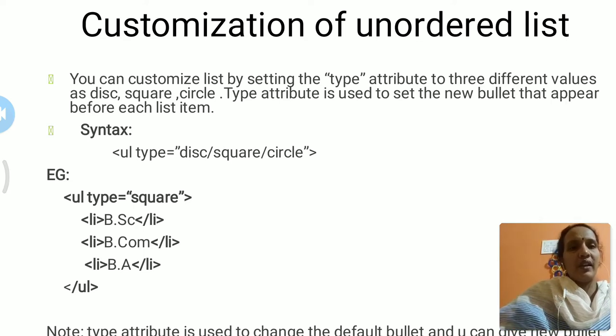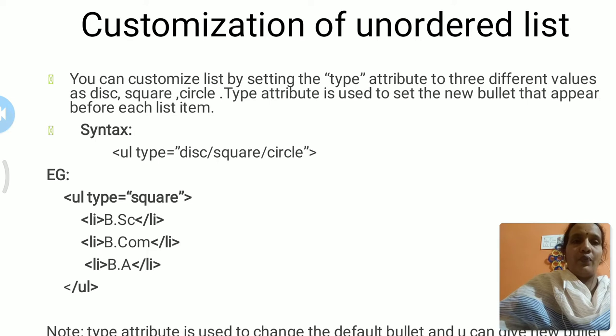What is the default bullet? Disk. So here in this example, what new bullet have I given? Square. If you want to give a new bullet, you should supply the type of bullet you want. You can pass that information by using the type attribute. Here you can see UL type equals square. What is the use of the type attribute? The type attribute is used to give the name of the new bullet which you want.